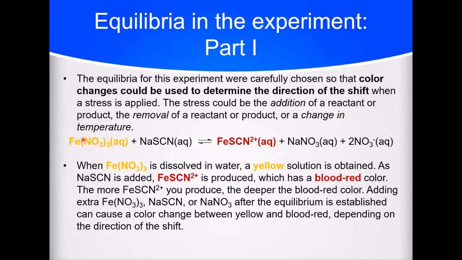If you have iron 3 ions as iron 3 nitrate, it looks yellow in solution. But when you form a complex ion with iron 3, FeSCN2+, that is blood red in color. And so if we add reactants or if we remove products, or conversely, if we add products or remove reactants, we can get our shift to the right or shift to the left following our arrows appropriately, and our solution will change color. It'll either get more yellow or more red, depending on whether it's shifting to the left yellow or to the right red.